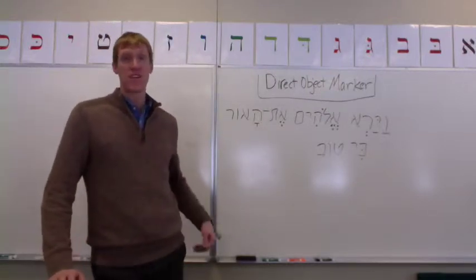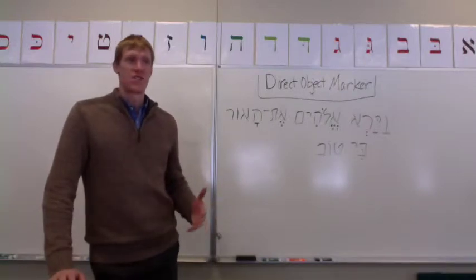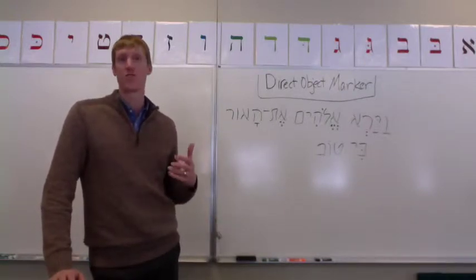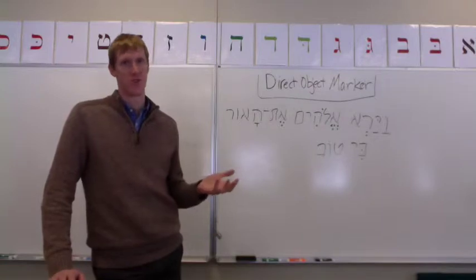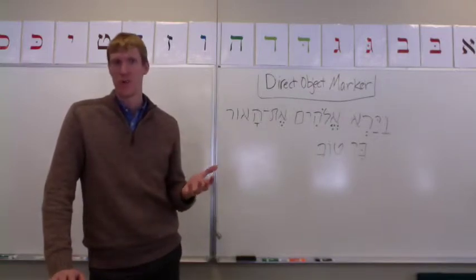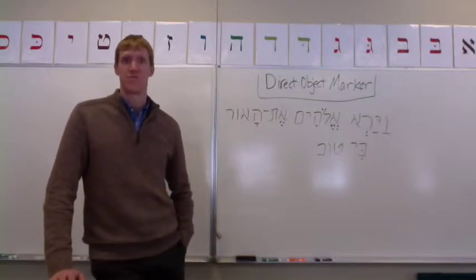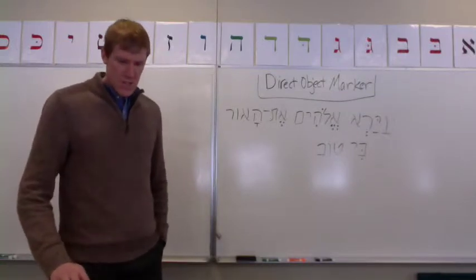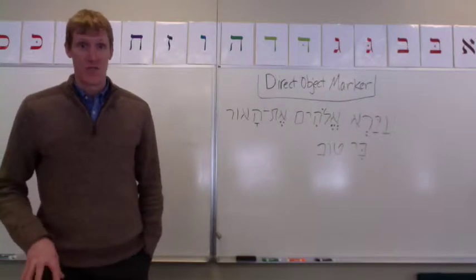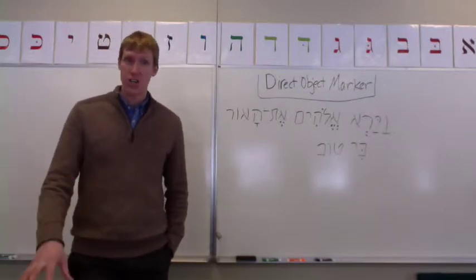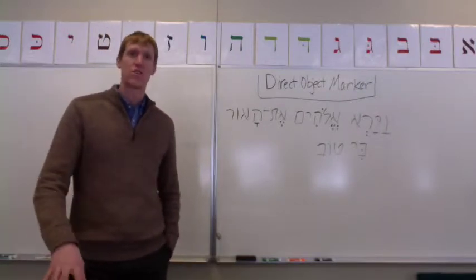So the definite direct object marker is a very helpful description. It's not an imaginative term, it's a very descriptive term, as most, well, not all grammatical terms are very descriptive, but this one is. So the direct object marker is precisely that. It's a marker that points to the direct object.